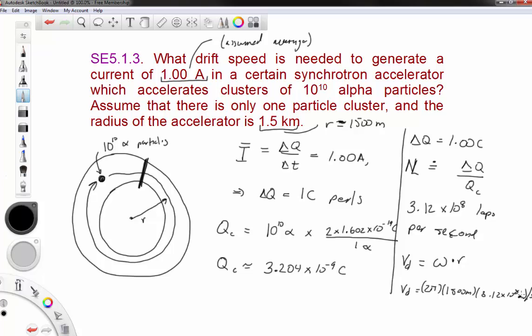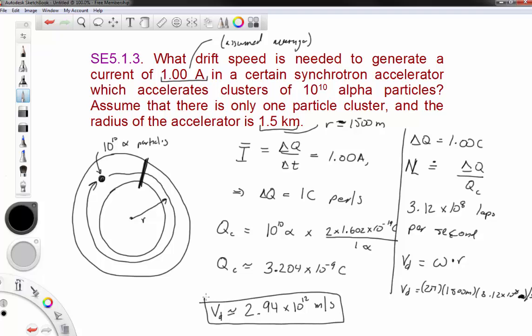Oops, this is not meters. This is just 3.12 by 10 to the 8 laps. So the total drift velocity that we come up with for this, therefore, is about 2.94157, so 2.94 times 10 to the 12 meters per second.